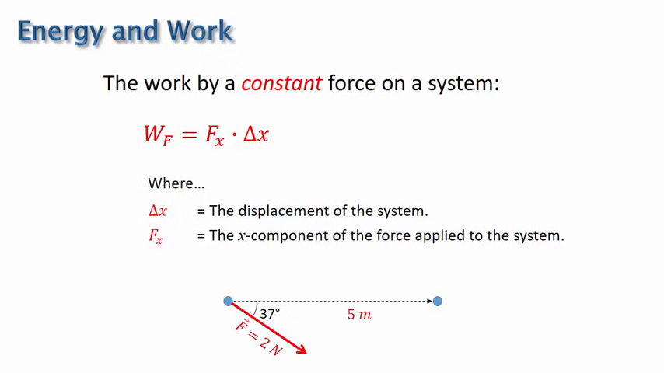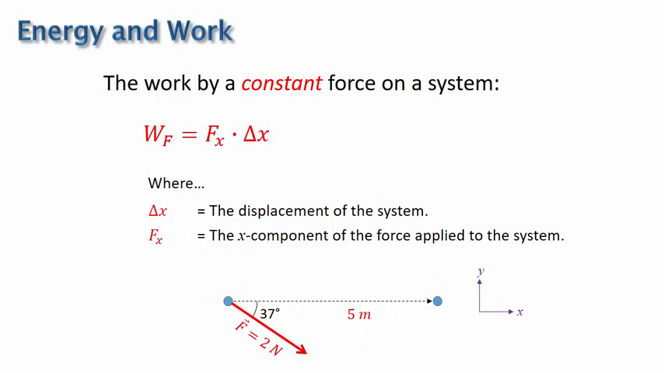An object moves 5 meters to the right, and as it moves, a constant 2 Newton force is applied to it in the direction shown. Let's find the work done to the object by this force as the object moves 5 meters to the right. The first thing we can recognize is that the force is constant, and that means we can use this equation to calculate the work. To apply the equation, the first thing we should do is to define the coordinate scheme such that the x-axis is parallel to the displacement like this.